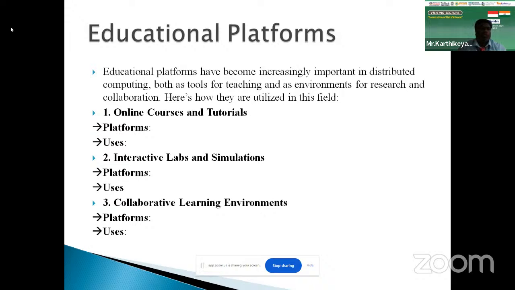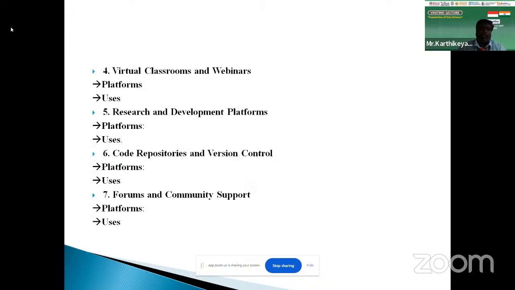It is used to facilitate collaborative project and coding assignments. Students can work on distributed computing problems by sharing the code and receiving feedback in real time. Jupyter notebooks and Google Colab, for example, are used for running code in an interactive manner, which can include distributed computing tasks. And next one, virtual classroom and webinar.